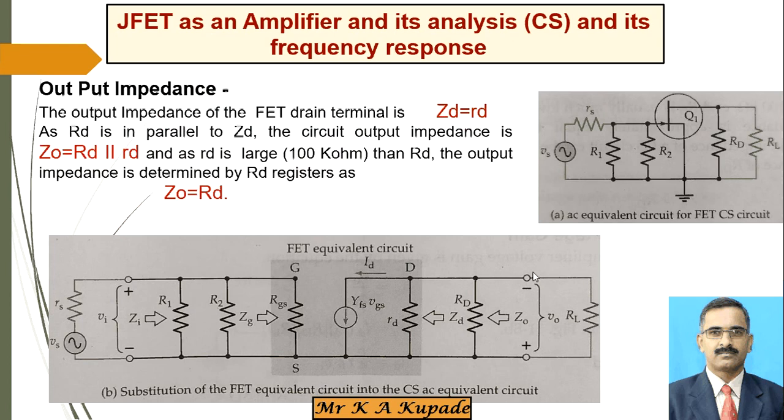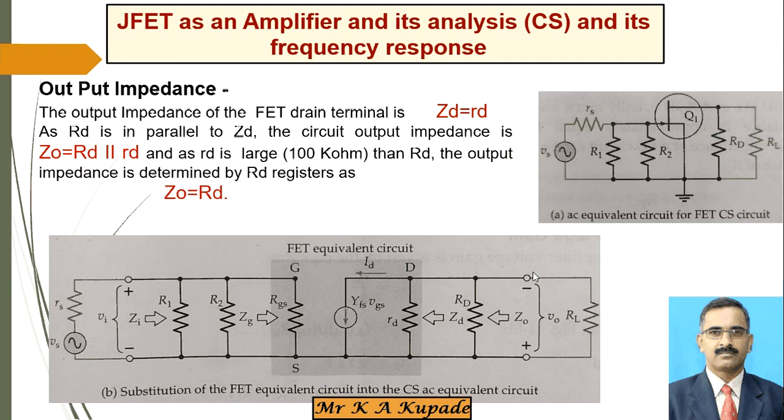Now next one is the output impedance. The output impedance of the FET at the drain terminal is given as Zd. Because it is considered at the drain terminal, Zd is equal to Rd, the drain resistance. Another thing we are considering is the circuit resistance RD, which is connected to that drain terminal. It is in parallel with that particular Zd in the equivalent circuitry.